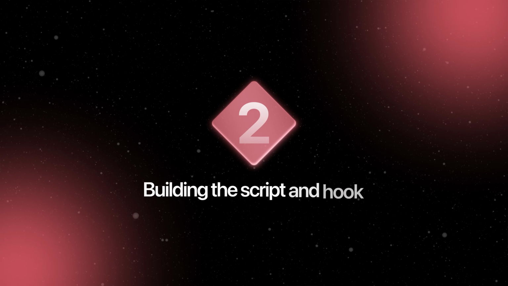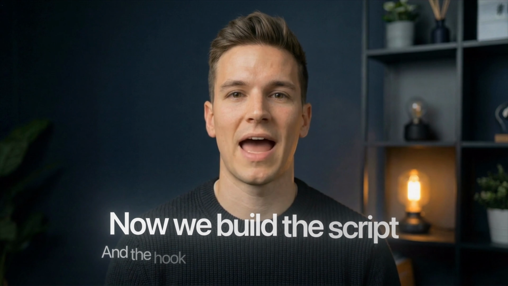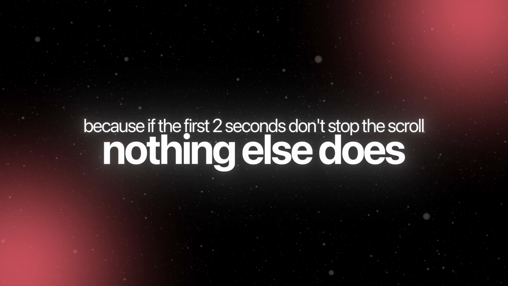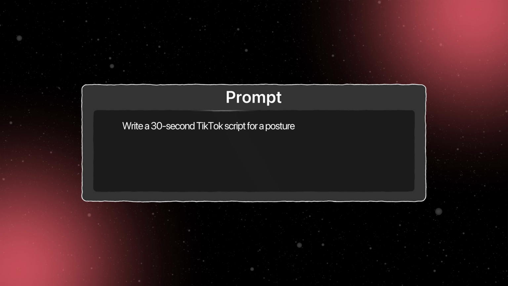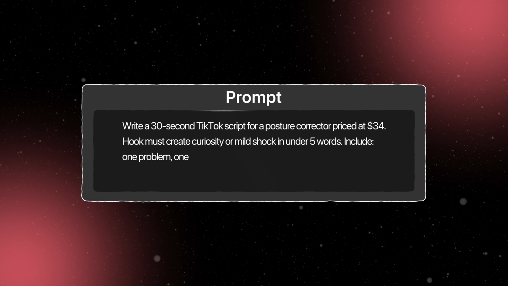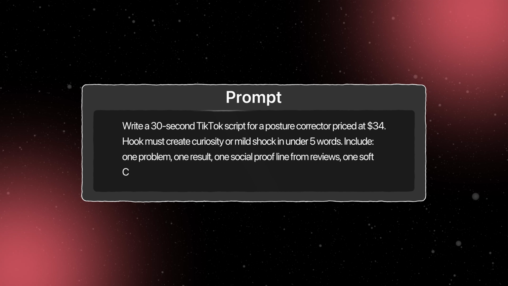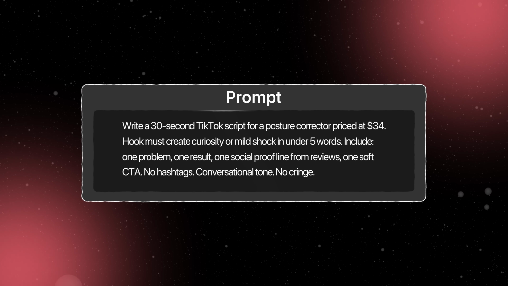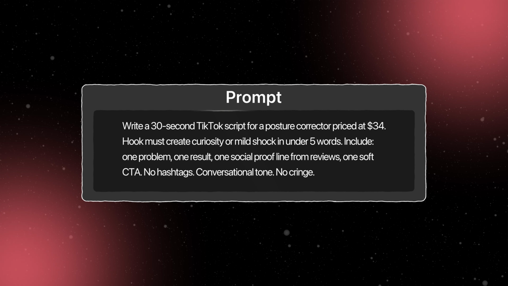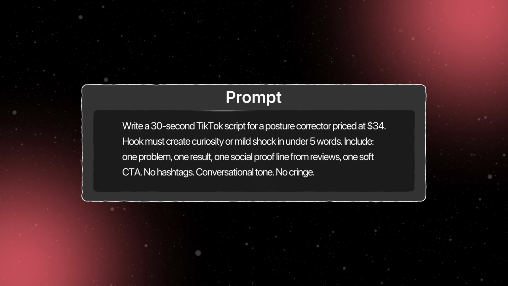Step 2. Building the script and hook. Now we build the script, and the hook is the only part that actually matters, because if the first 2 seconds don't stop the scroll, nothing else does. Write a 30-second TikTok script for a posture corrector priced at $34. Hook must create curiosity or mild shock in under 5 words. Include 1 problem, 1 result, 1 social proof line from reviews, 1 soft CTA. No hashtags. Conversational tone, no cringe.